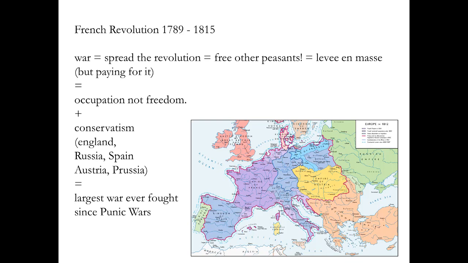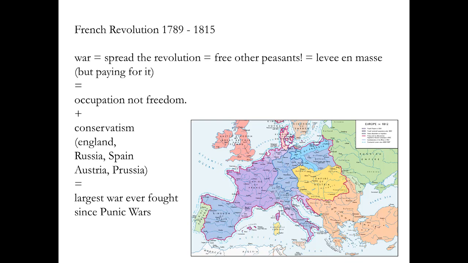So war is going to spread the revolution. The goal is to free other peasants, to give them the same rights we have, to make them citizens. And that invents a new method of warfare called the levée en masse. The idea of the levée en masse is that all the people and all the energy of the state will be poured into the military. I think it's something like 85% by 1805 of the budget is being poured into the military.